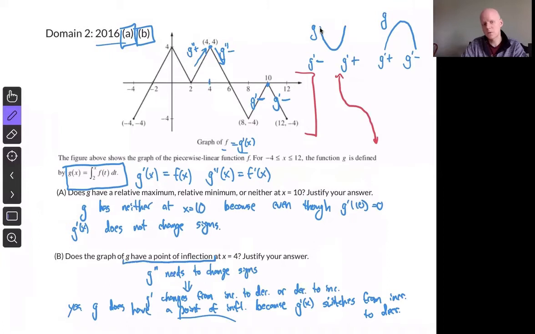Yes, g double prime does change from positive to negative. You can say that, but you need to bring it back to g prime and say how g prime of x switches from increasing to decreasing. As we see right here, increasing, decreasing. Okay, let's take a look at what domain 3 might have for us.